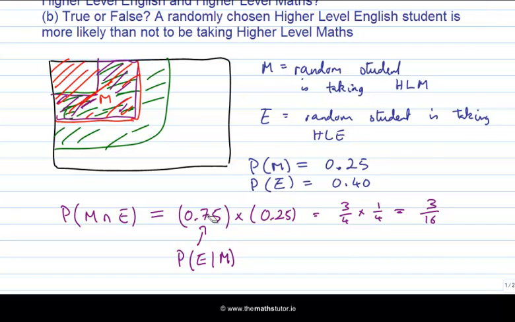And the 0.25, that's just the probability of M. That's the proportion of the total number of students that are taking higher level maths. So really what we got here was this equation: P of M and E is P of E given M times P of M. And really that is the multiplication law. So let me write that down and put it in a box.